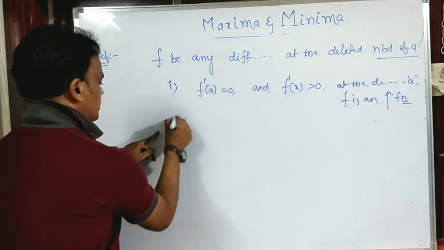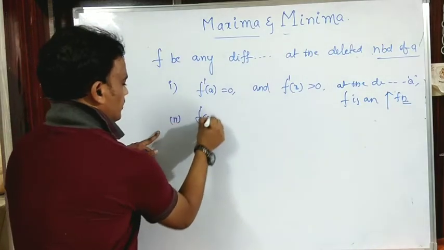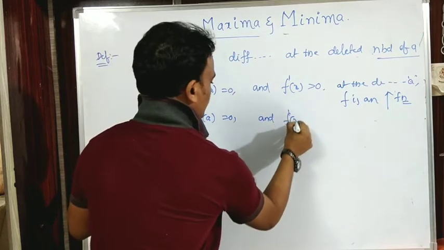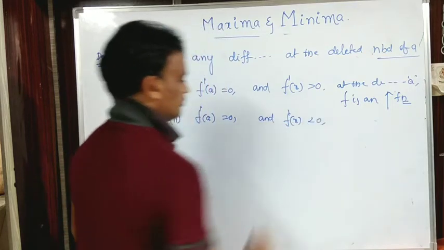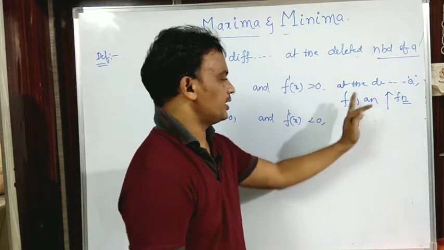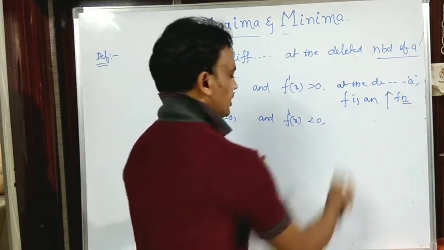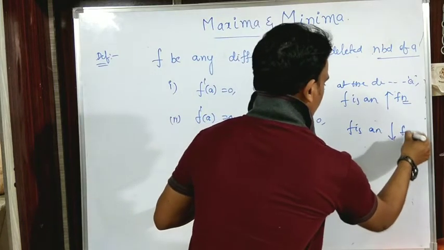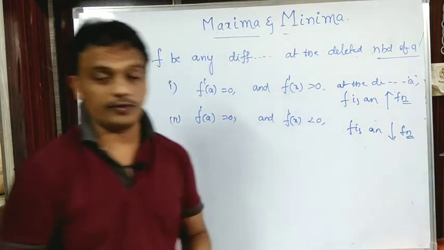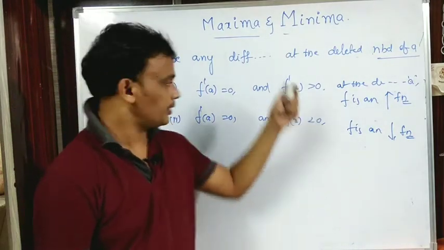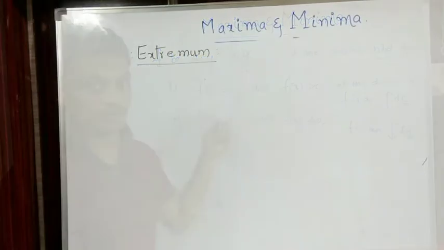Coming to the second one, if f dash of a equals 0 and f dash of x is less than 0 in that interval, then I can say f is a decreasing function. Like this, you can define increasing and decreasing functions in terms of derivatives.